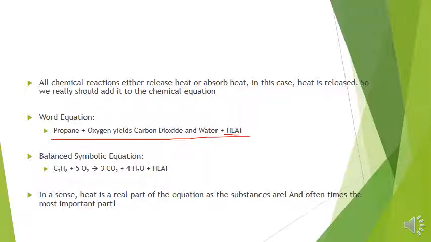Now, for the most part, we leave it off, and that's because we often just concern ourselves with the substances. But honestly, we should keep it on here. And then here's the symbolic equation. But heat, like I said, is a very important part of chemical reactions.